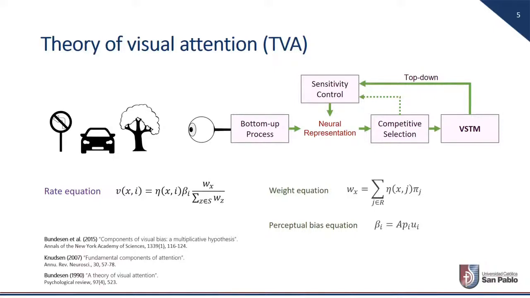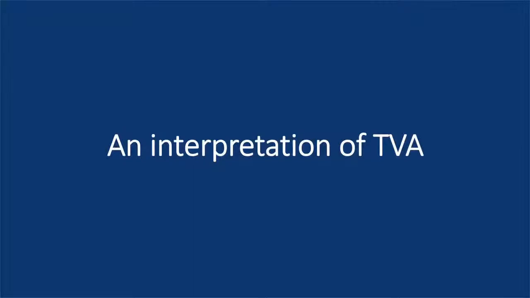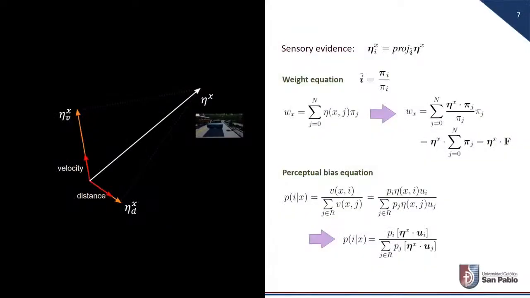From this theory, we propose an interpretation for artificial intelligence. We define a category as a direction vector in latent space which expresses a meaning. Therefore, the sensory evidence of a category in a visual encoding is equal to the projection of the encoding onto the direction vector of the category. Based on this definition, we reformulate the weight and perceptual bias equations.